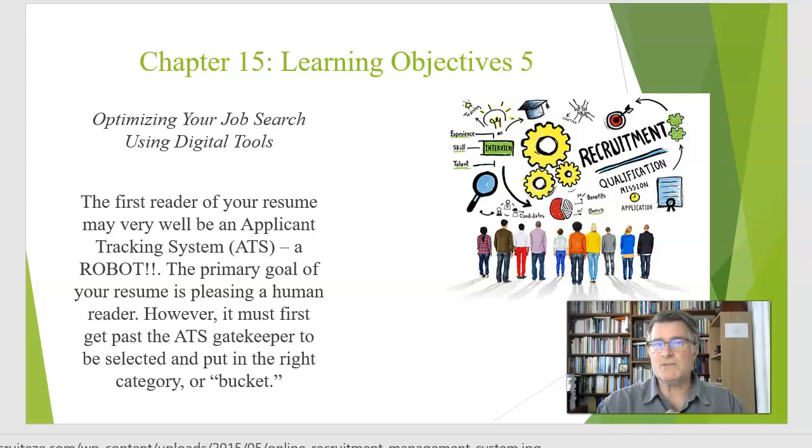What we want to do is optimize the way we look for work in our digital world using these digital tools, some for the better and some for the worse. One of the worst is what's called an applicant tracking system, an ATS. Now this thing is essentially a robot, loaded up with software, and it is designed to work as a kind of gatekeeper.